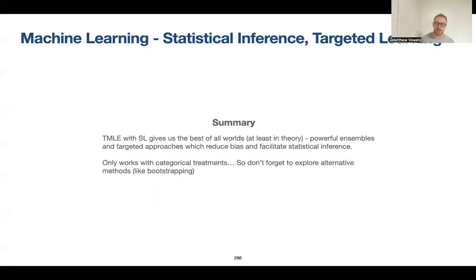Now in our paper, Free Lunch with Influence Functions, we actually do a comprehensive evaluation of all of these different update steps, all the different methods with super learners and so on. And we do find that actually in practice, there's a lot of variation there. So they're not always consistent. Powerful ensembles and targeted approaches should give you the best results, but in practice, it's quite dependent on the specifics of the data sets and the estimators that you use. As far as I'm aware, this targeted approach only works with categorical treatments, so do consider alternative methods like bootstrapping, which is well discussed, and you can find some good references for that.